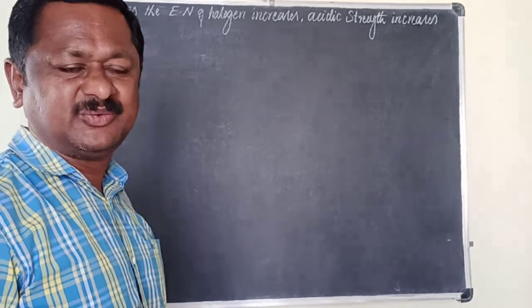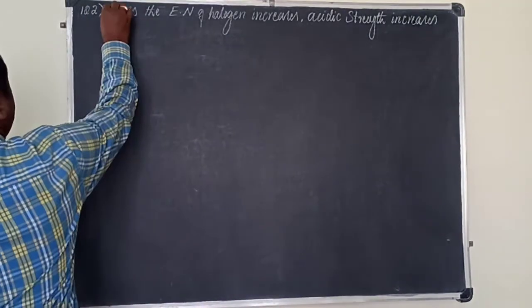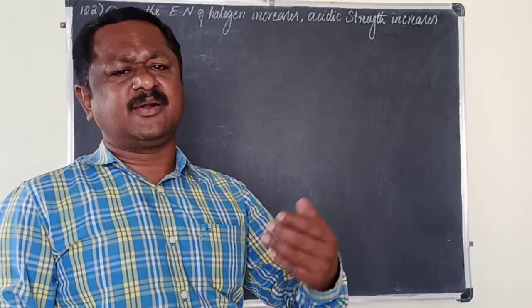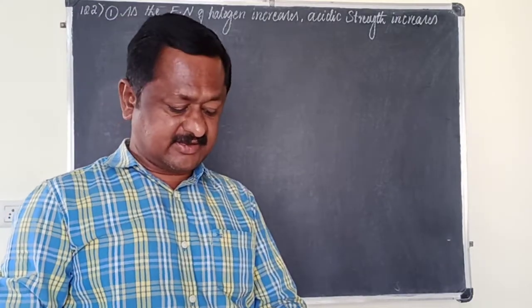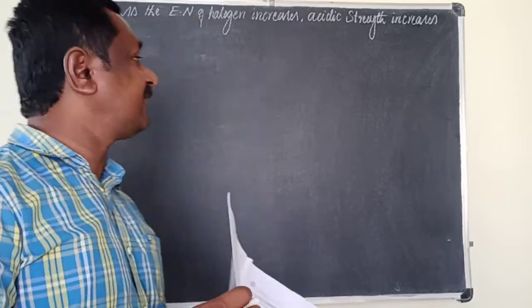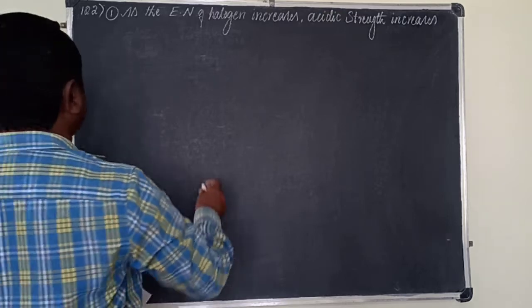See how it will work out. Which option is correct? Option 1. Fluoroacetic acid, fluorine is more electronegative, so fluoroacetic acid is a stronger acid than chloroacetic acid. Chloroacetic acid is stronger than bromoacetic acid. Is it right? Yes. Next, 123.